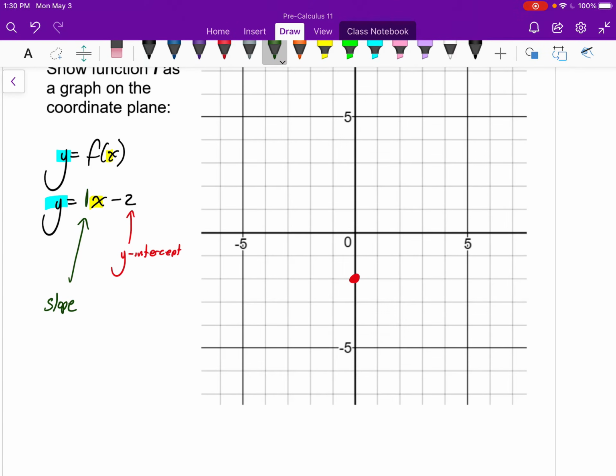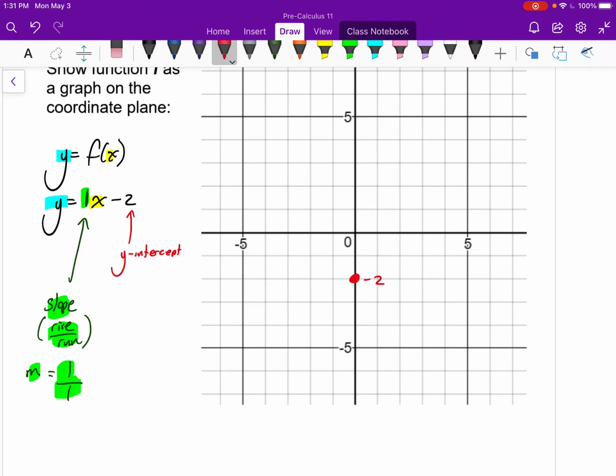And a slope of 1, remember slope is rise over run. So in this case, I can think of the number 1 as 1 divided by 1. And we usually call slope m. So in this case, this line of y equals x minus 2 goes through -2 on the y-intercept, on the y-axis, which I've already stated.